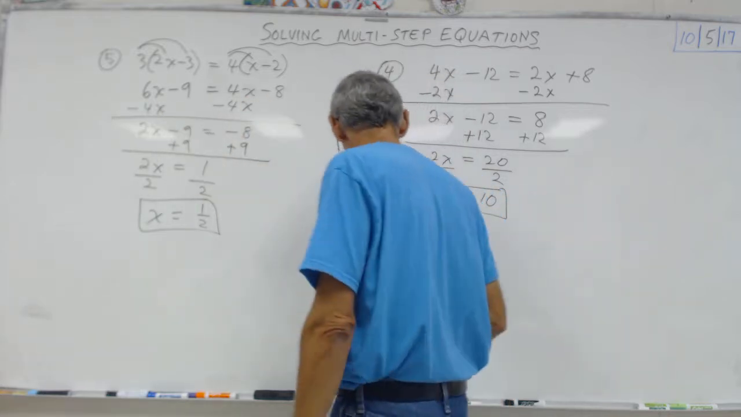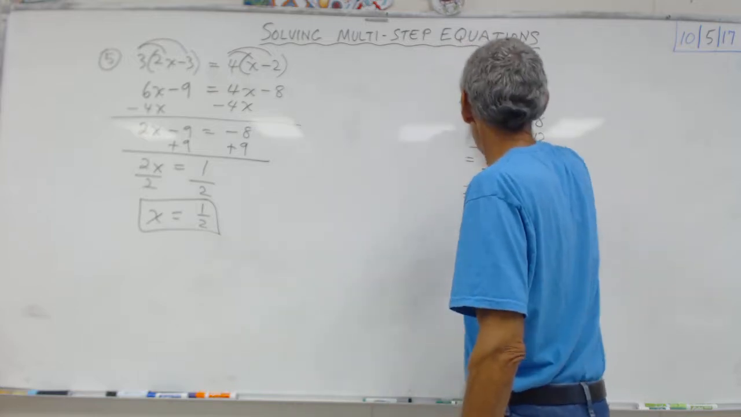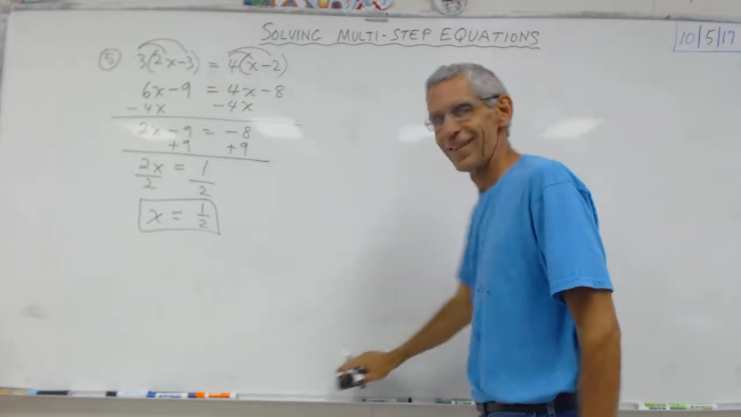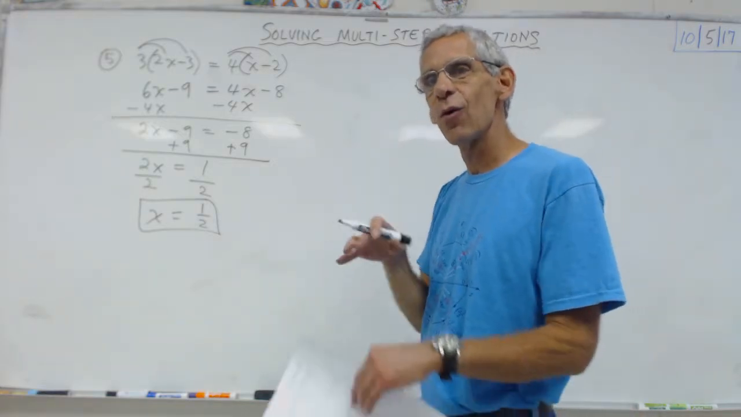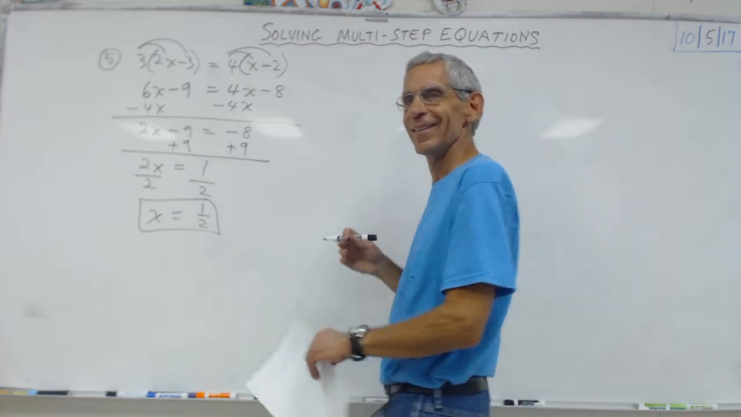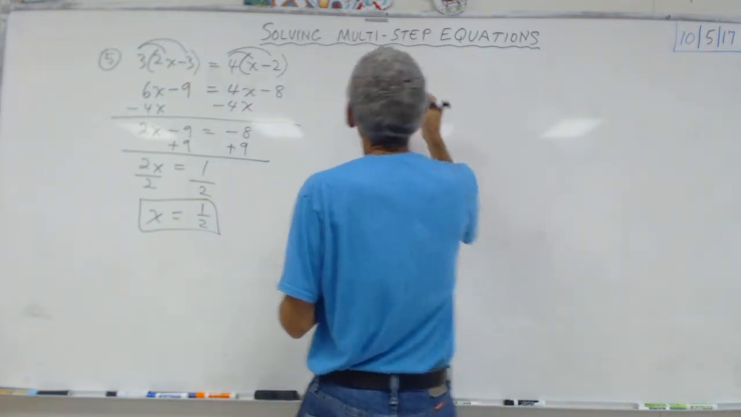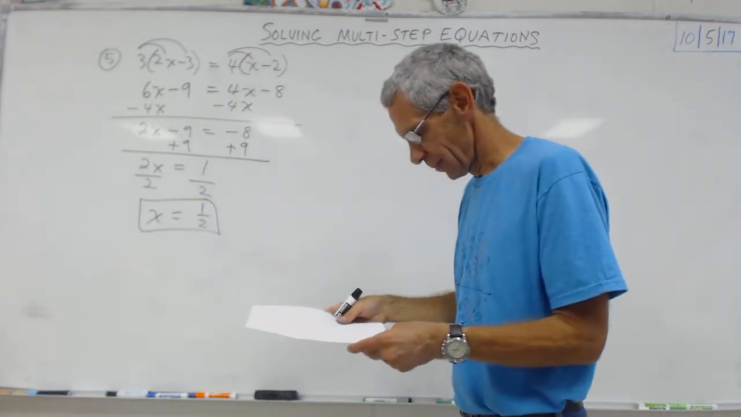Okay, so let's make it a little harder. Number 6. Too hard. I don't have enough room. Well, that's why you have a whole notebook. Flip over to the other page, new page.